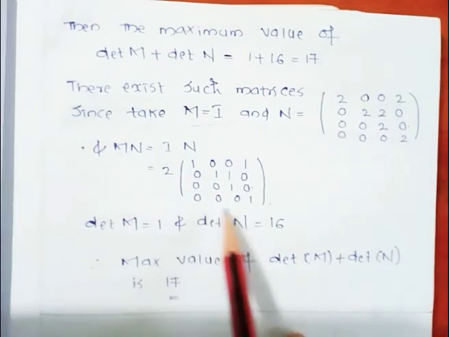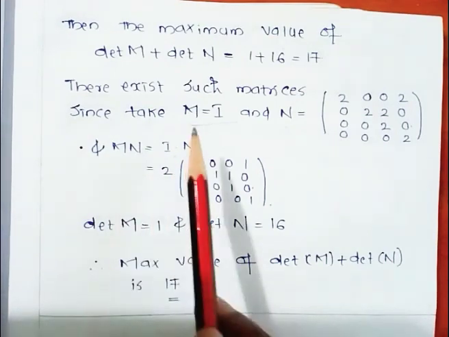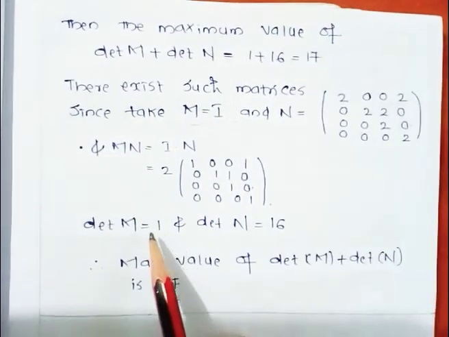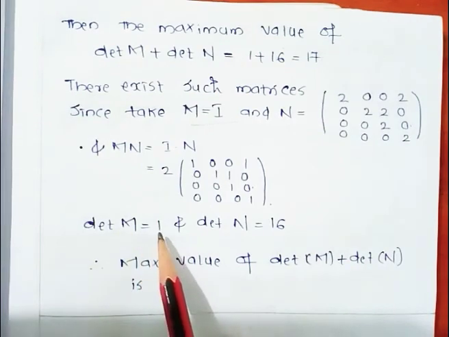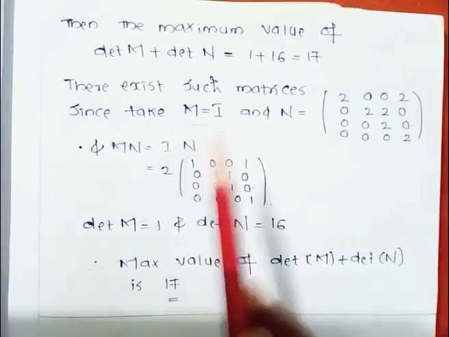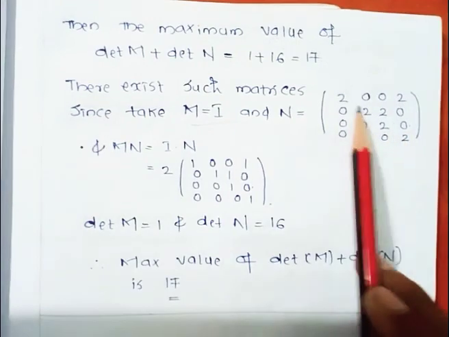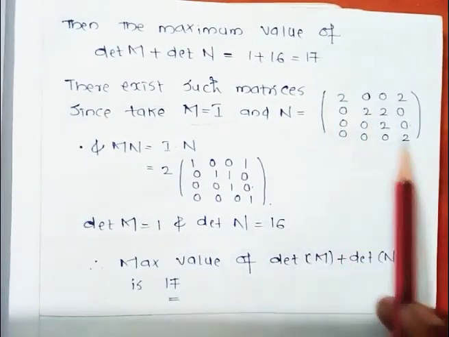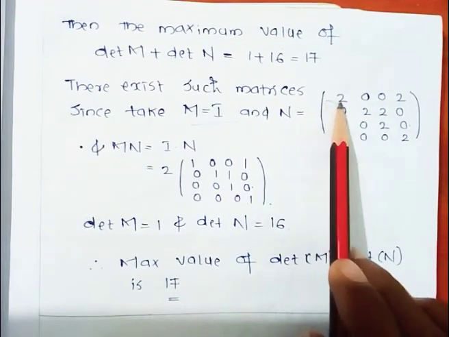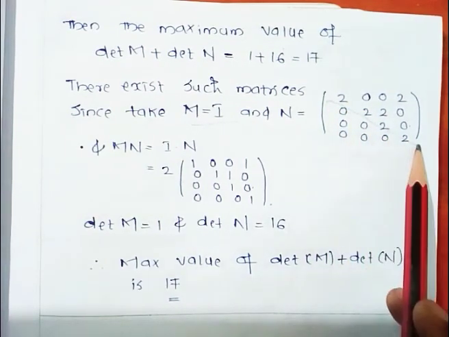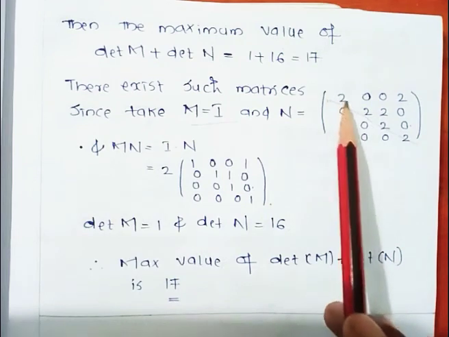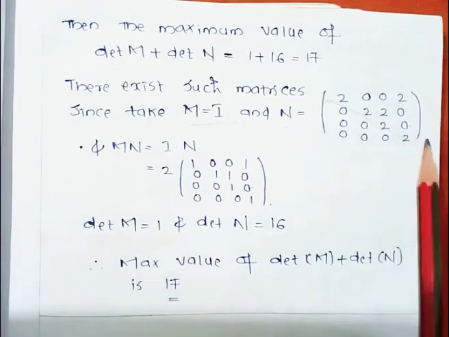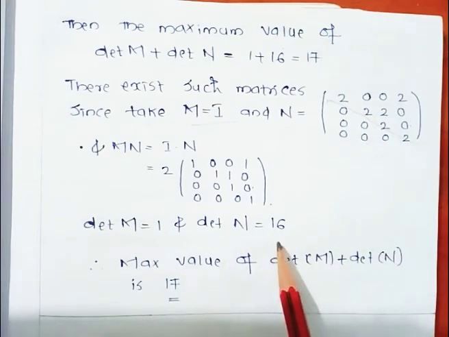So our given condition is satisfied, and here the determinant of I, we know that determinant of M is equal to 1. And the determinant of N is equal to the product of eigenvalues, because it is an upper triangular matrix, so the diagonal elements are the eigenvalues. So determinant is equal to product of eigenvalues. The product of eigenvalues means 2 into 2 into 2 into 2. So we get determinant N is equal to 60.